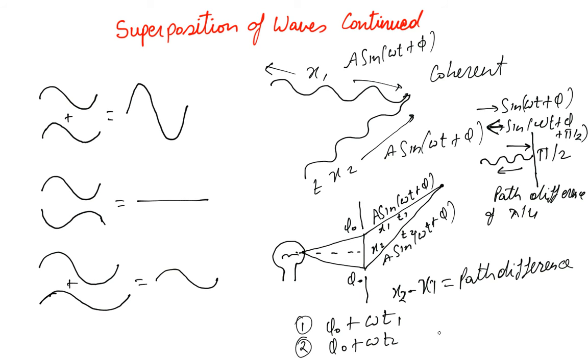Similarly, for the second wave, it's phi naught plus omega t2. So this one ends up with a different total phase, the end phase, and this one ends up with a different end phase. And the phase difference is nothing but the subtraction between these two. And this is called the phase difference.